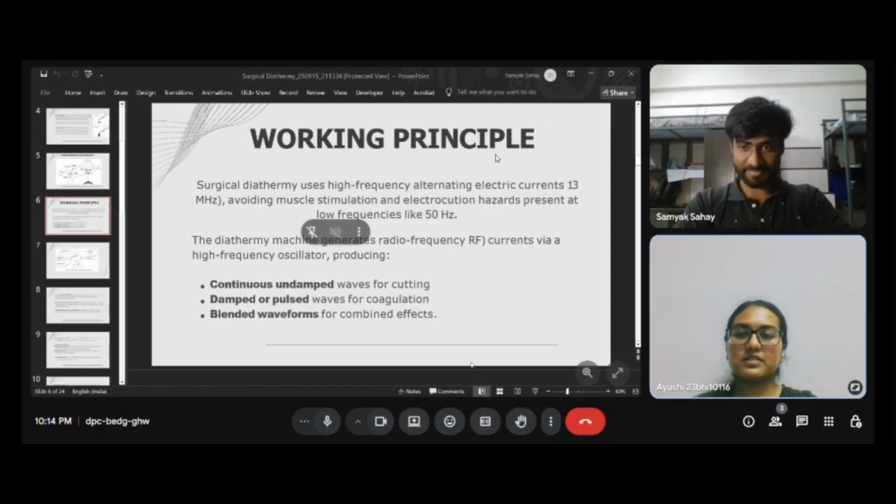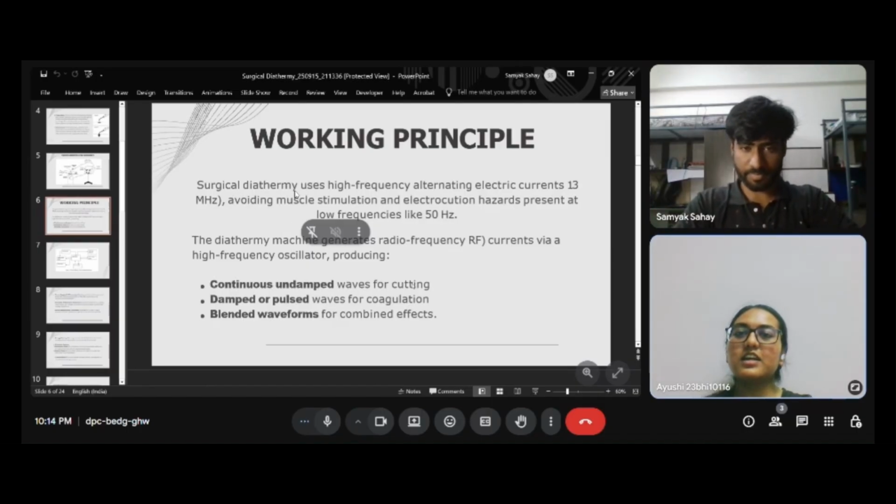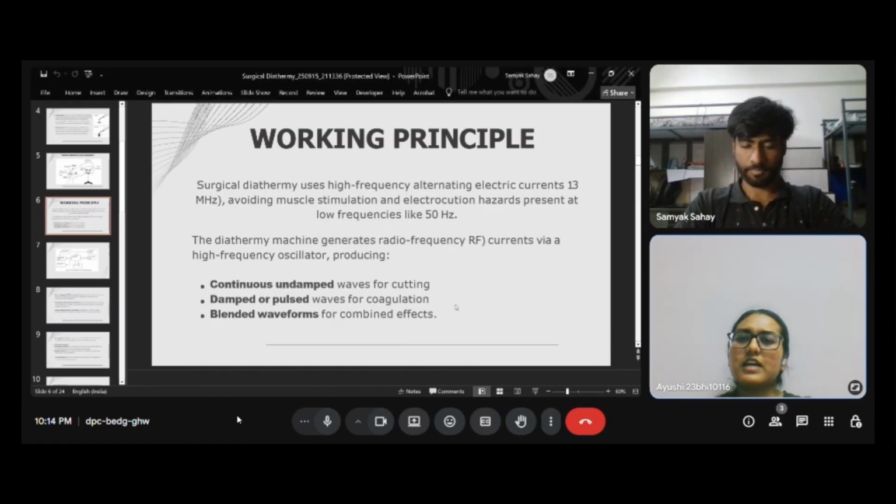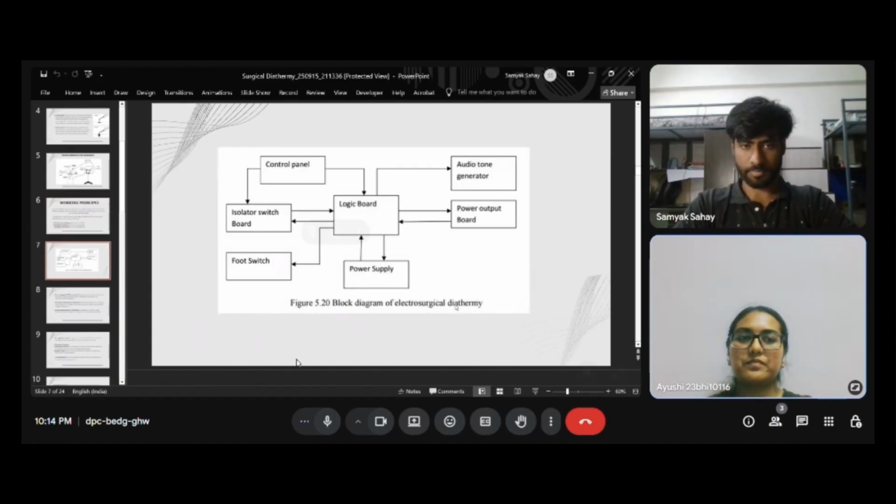I'm going to explain the working principle of surgical diathermy. It uses high frequency alternating electric currents, around 1.3 megahertz, avoiding the muscle stimulation and electrocution risks present at low frequencies like 50 Hz. This machine generates radio frequency currents via a high frequency oscillator, producing continuous undamped waves for cutting, damped pulsed waves for coagulation, and blended waveforms for combined effects.